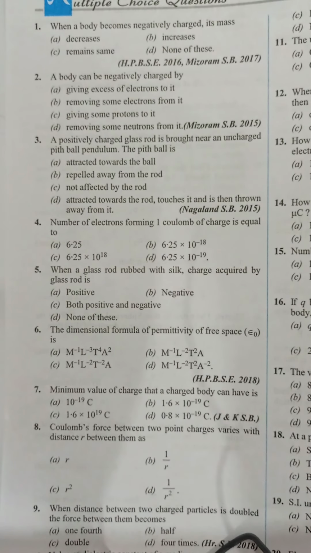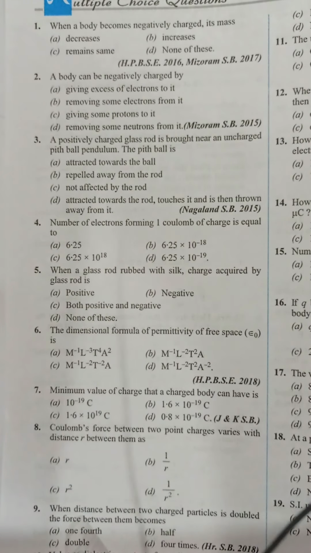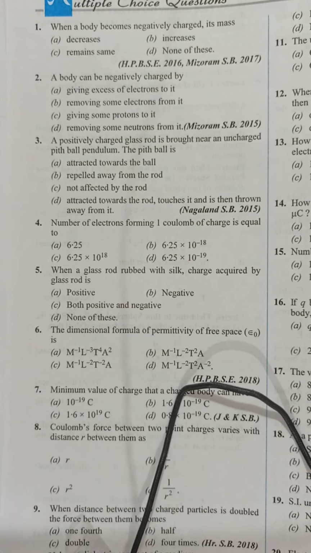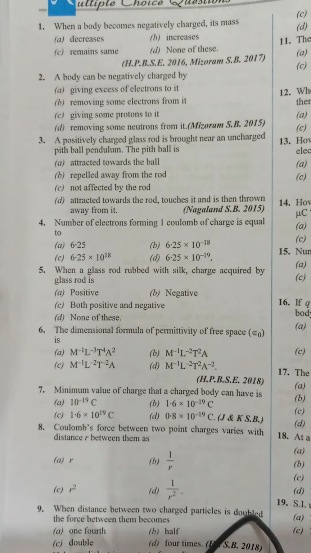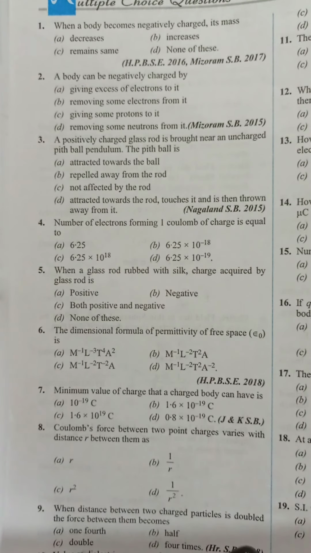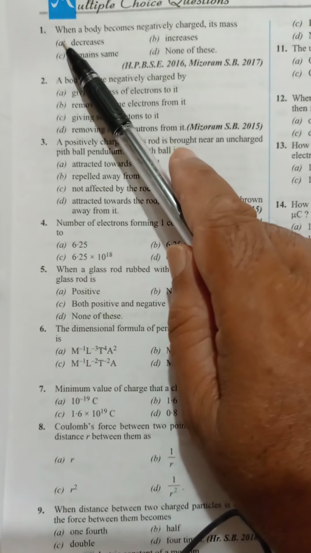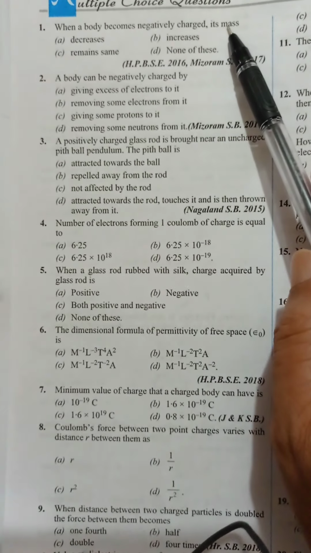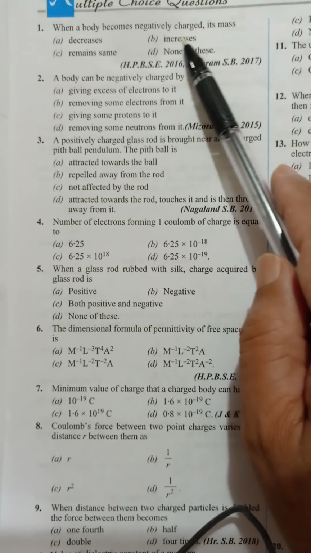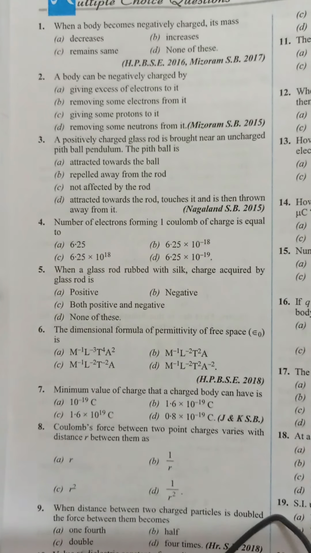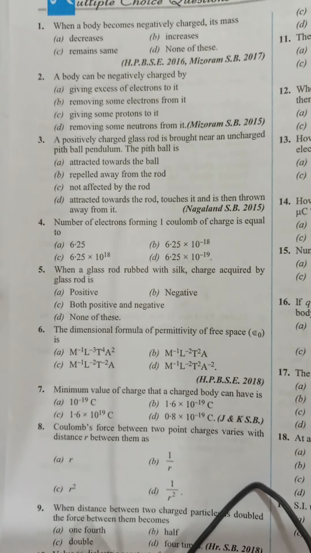Hello, today we are going to discuss some of the numericals of the first chapter, electric charge and its field. The first question is, when a body becomes negatively charged, what happens to the mass of the body? The correct choice is: increases. Mass of the body increases.